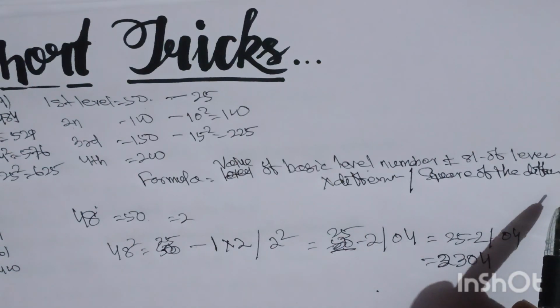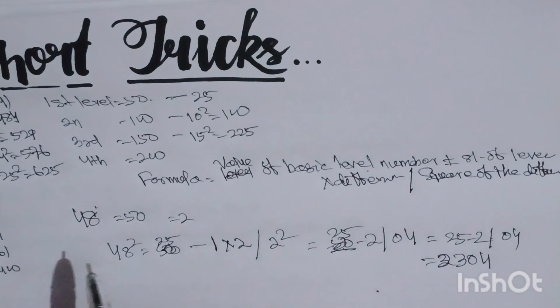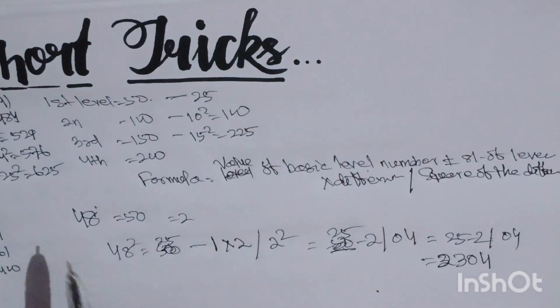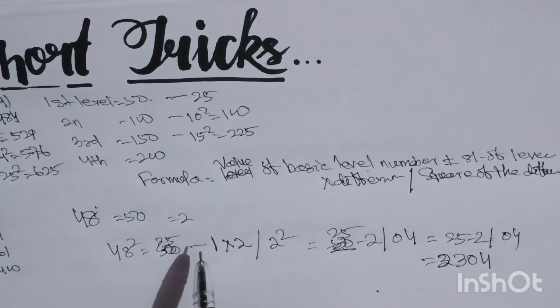difference. Then let us take a number, 48, the square of 48. To find the square of 48, first you see which level number is nearer to 48. The first level number 50 is nearer to 48. So the first level number is used. The difference between the number and the first level number 50 is equal to 2.